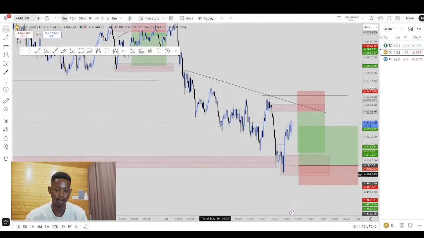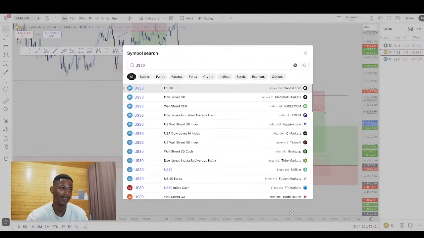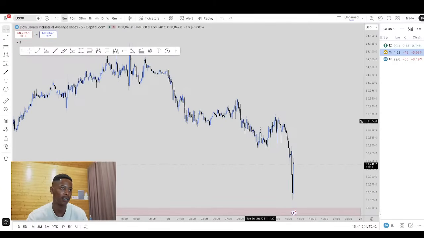Nice one, US30. Nice move, bro. Clean, bro. You're able to benefit on US30. Let's see US30. But US30, truly speaking, moves more like Nasdaq. So yeah, I'm sure it did sell massively.